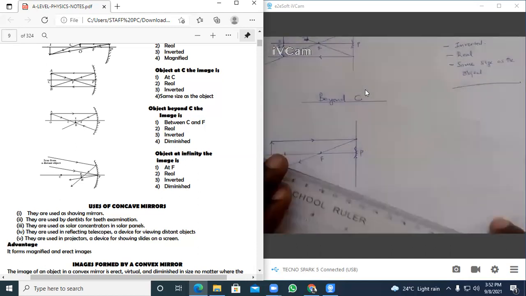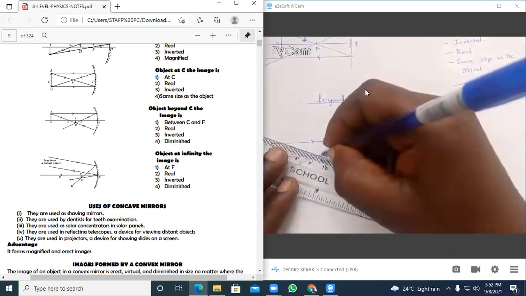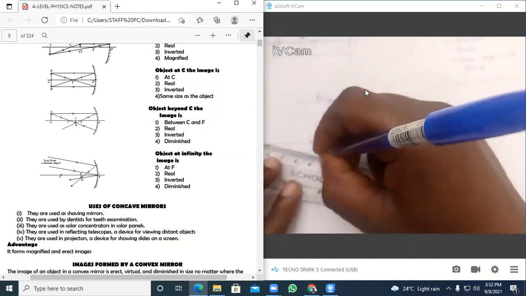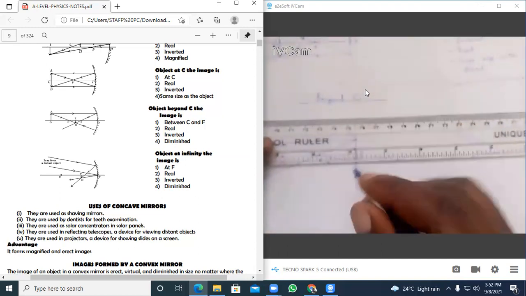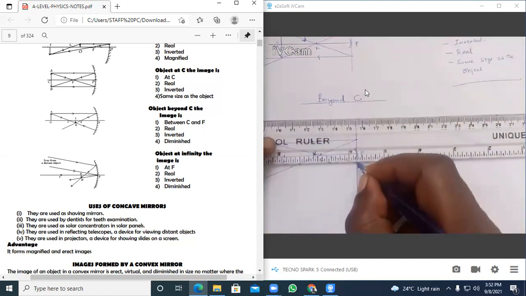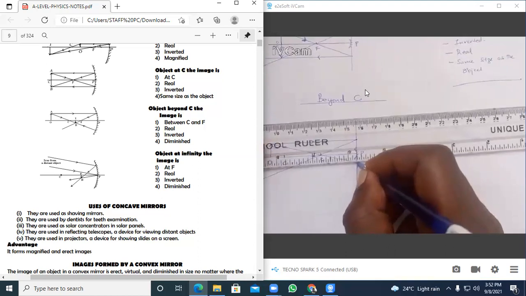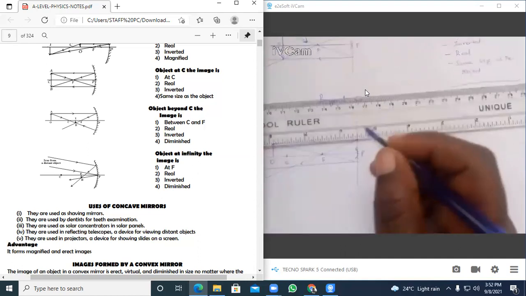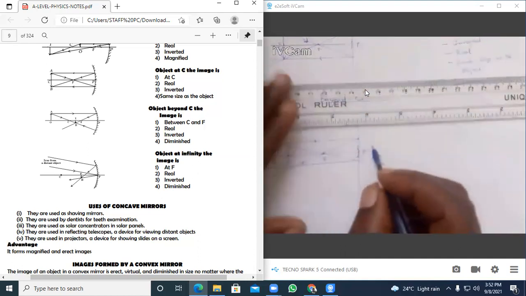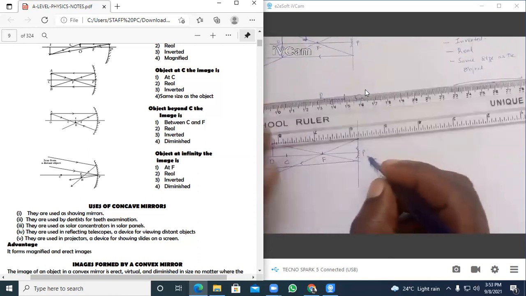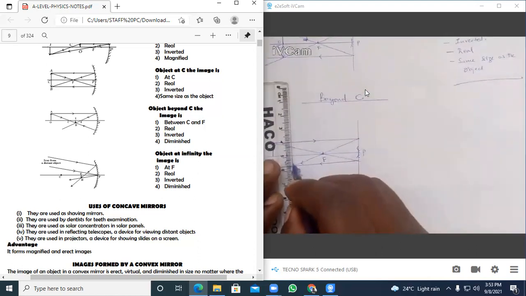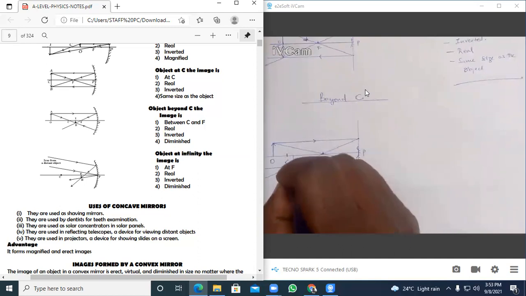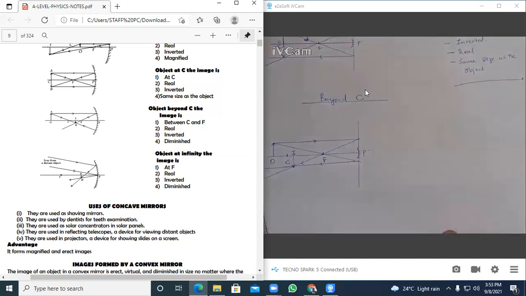Then the other one passes through this point from the top of the object. Okay, and then after reflection, so here the image is formed. So we shall have that, and that is the image.